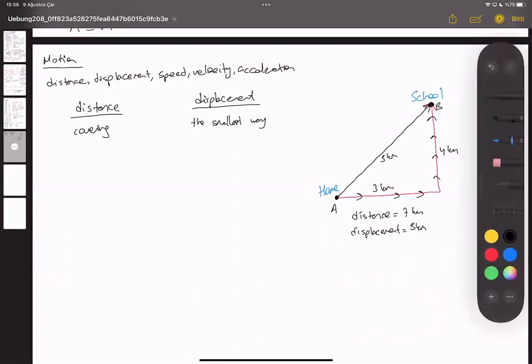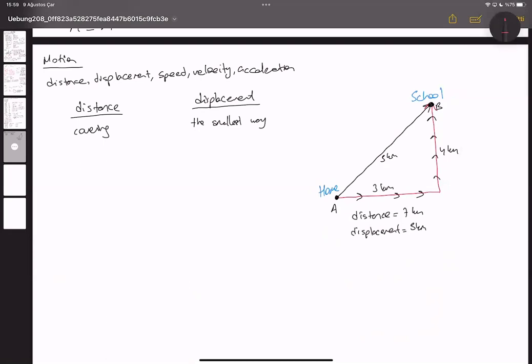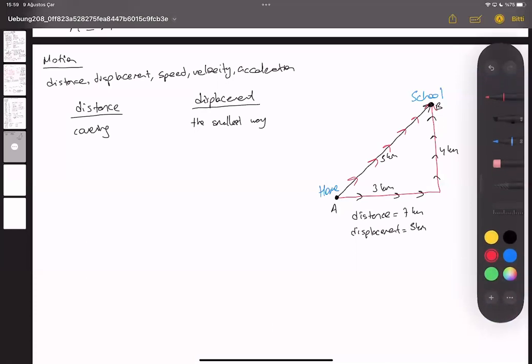But if you use another way, this hypotenuse, your distance and your displacement will be the same, but not every time are they equal. Sometimes they can be equal, but we cannot say it for all times. So distance is a scalar and displacement is a vector. Distance has magnitude only, displacement also has direction.